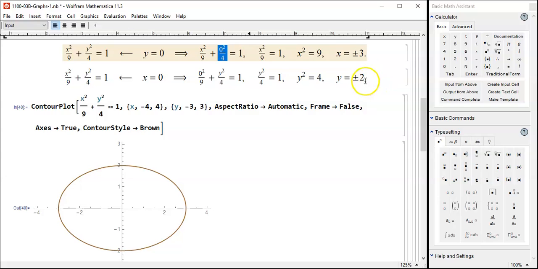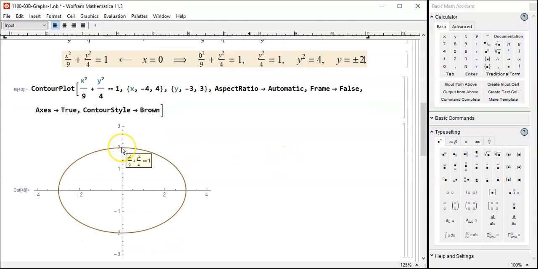How about the next example here? Plug in x equal to 0 and solve for y. That'll give me the y-intercepts. So plugging in x equal to 0 right here, that's 0, so that term drops out. What do you get? You get y squared over 4 is equal to 1. Y squared is equal to 4. Therefore, y is plus or minus 2. Positive 2 right here. Negative 2 right there.